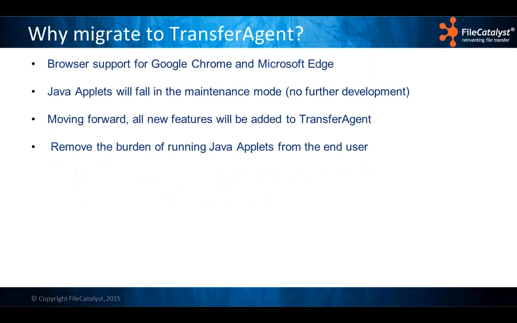Another issue is that for users, running Java applets is getting harder and harder. With TransferAgent, this burden of requiring end users to run Java applets is gone. You'll be able to provide your customers with a set of instructions on how to get the FileCatalyst transfers going in a web browser, and you're 100% guaranteed that if the customer follows them, everything will work and you'll be able to do transfers.